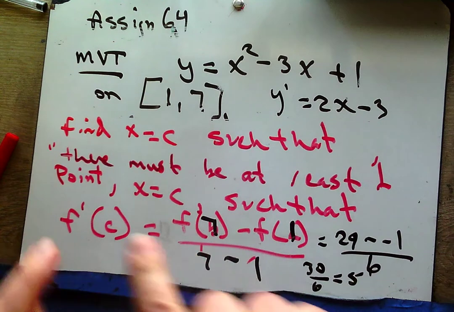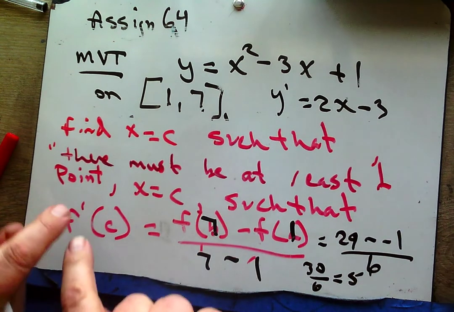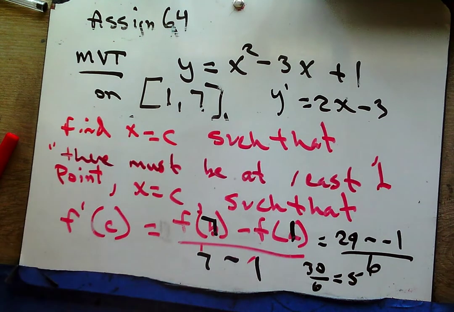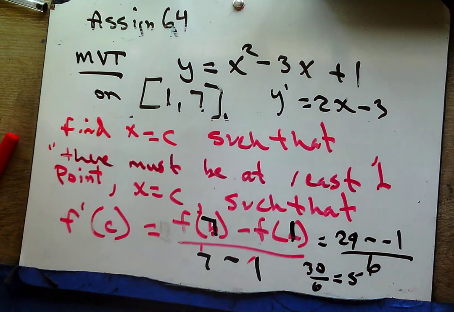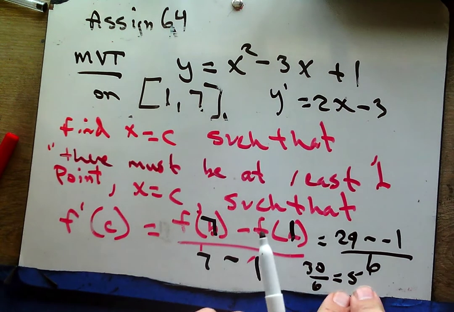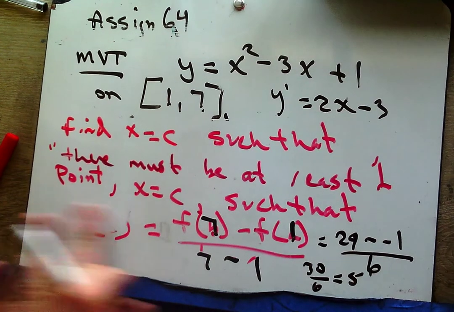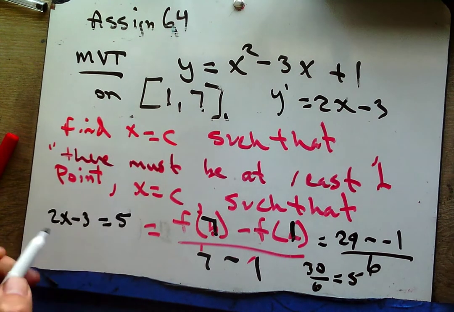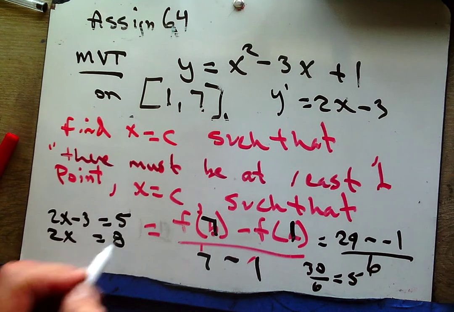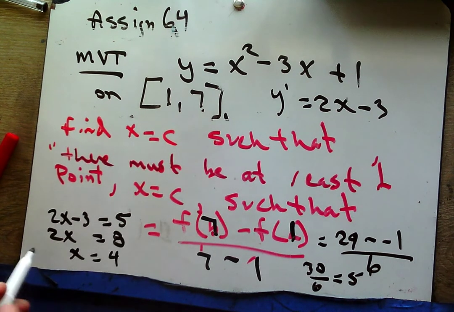I want f prime. I'm wondering when f prime equals 5. So I'm going to take f prime and set f prime equal to 5. So f prime was 2x minus 3 equal to 5. So x equals 8 and x equals 4.